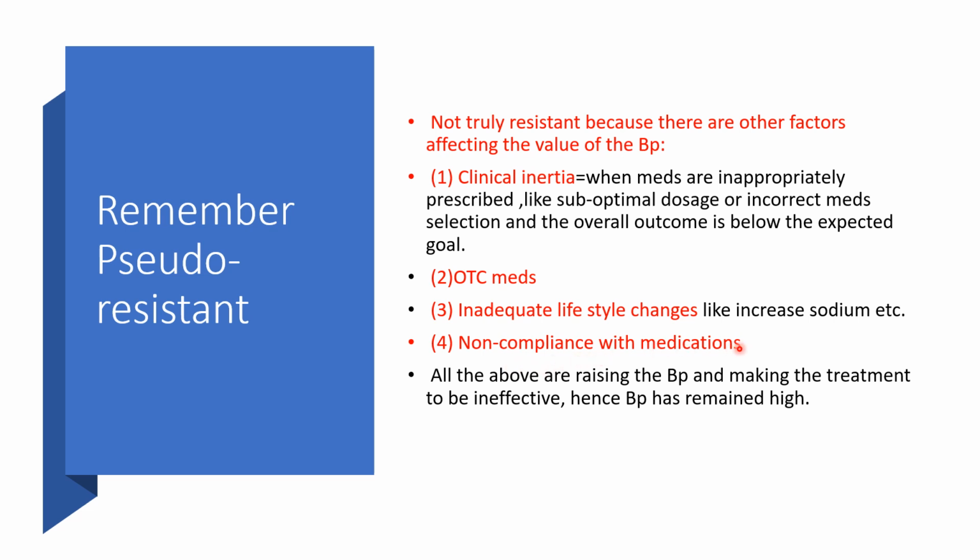And non-compliance with medication. Maybe this person is confused, cannot take medication at the prescribed time and dosage, or there's no money to refill. So you get information from the pharmacist on that, then from family members, and so on, or someone attending to the person. Okay, all the above are raising the BP. All this clinical inertia, over-the-counter medications, inadequate lifestyle changes, non-compliance with medications will raise the BP, making the treatment ineffective. Hence, the blood pressure will remain high.